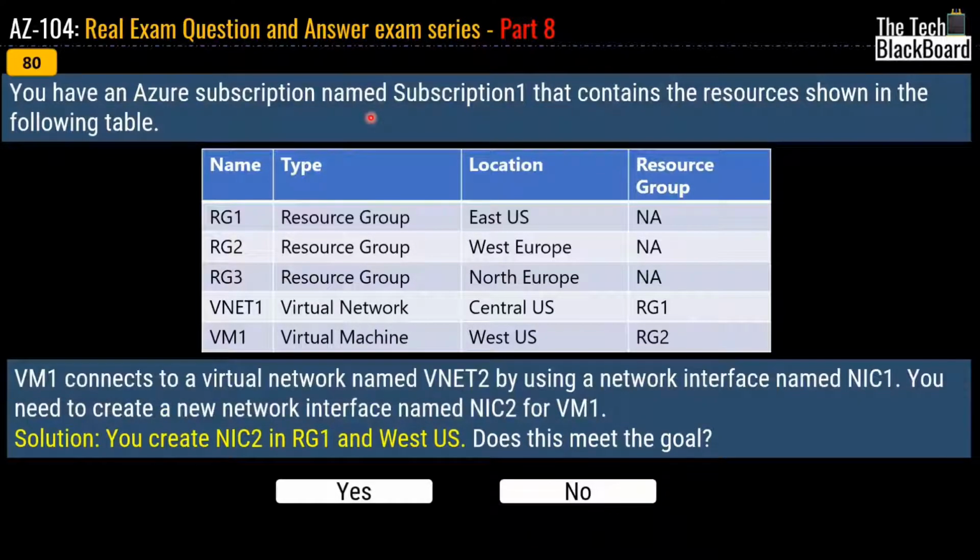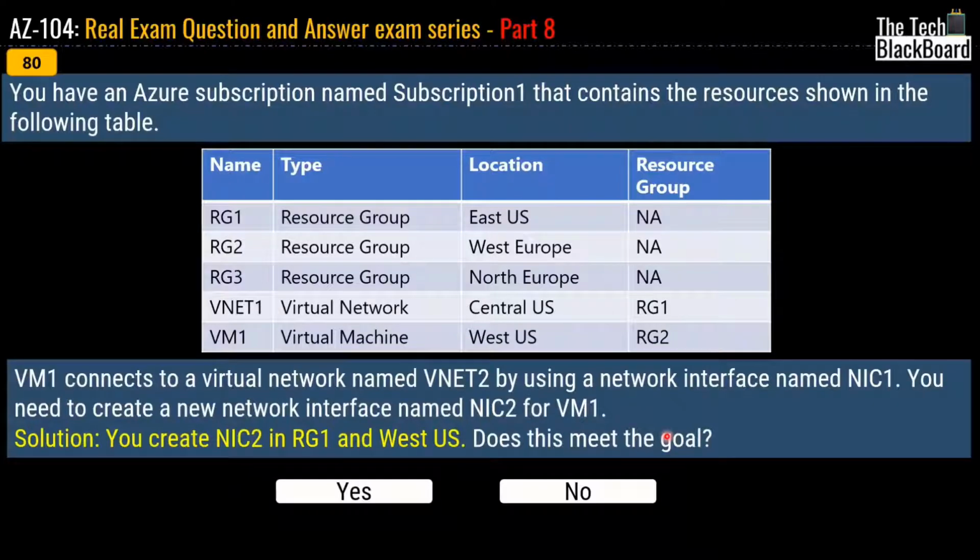In continuation from question number 79, we have exactly the same question. However, this time the solution given is a little different. The solution in this question says that you create NIC2 in RG1 and West US. Does this meet the goal?